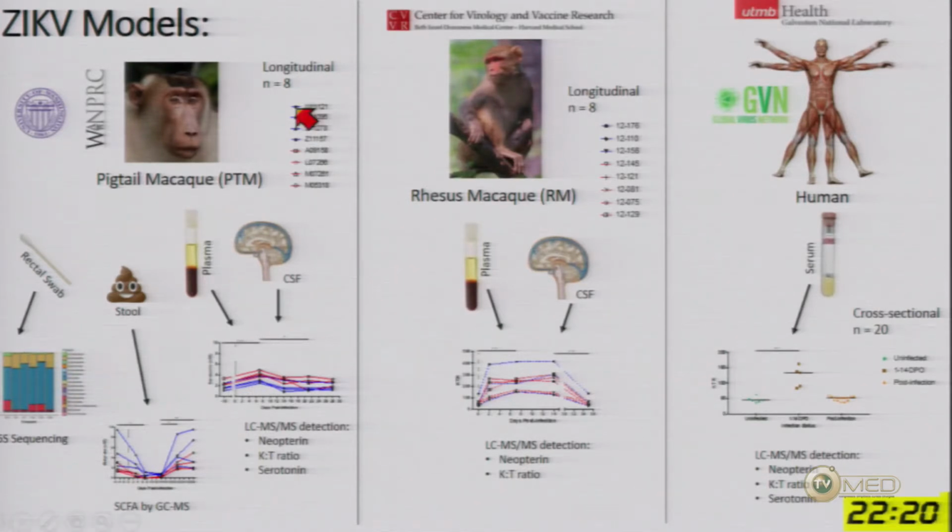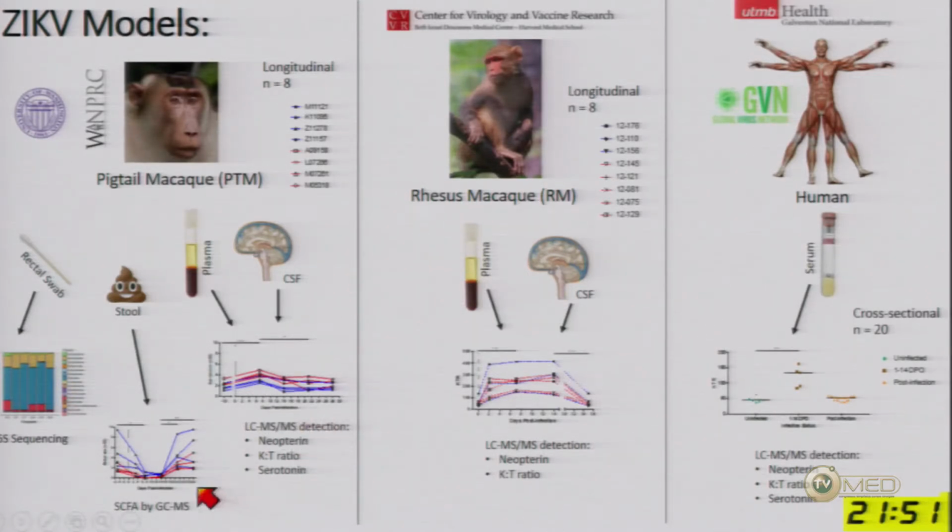And so what we did here was a longitudinal study with 8 animals, 4 females and 4 males, where we infected them with Zika virus and followed them prior to Zika virus and then throughout infection. We took multiple tissues. The tissues I'm going to show you here are rectal swabs for microbiome, stool where we looked at our short-chain fatty acids, and plasma and cerebrospinal fluid, or CSF, where we looked at neopterin, the kynurenine tryptophan ratio, and serotonin.